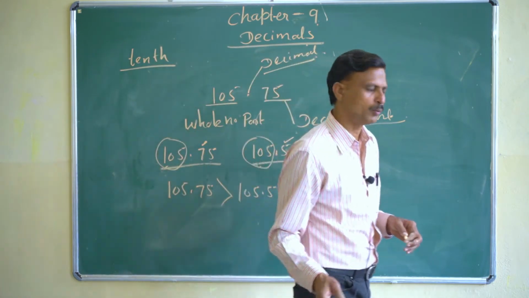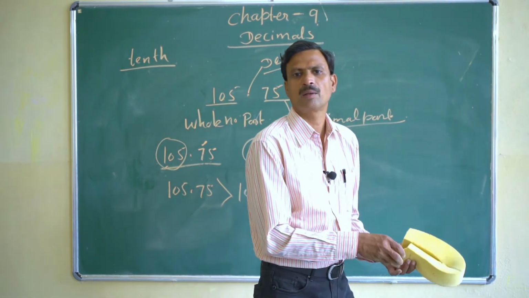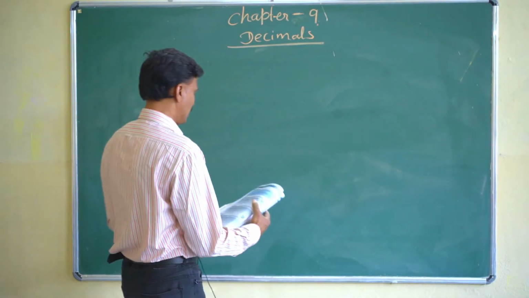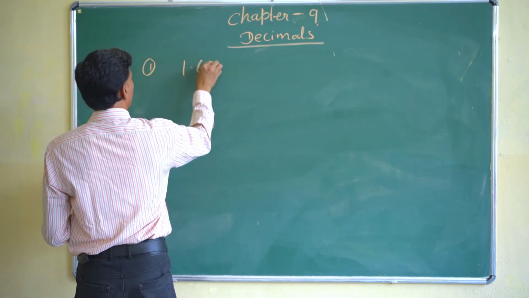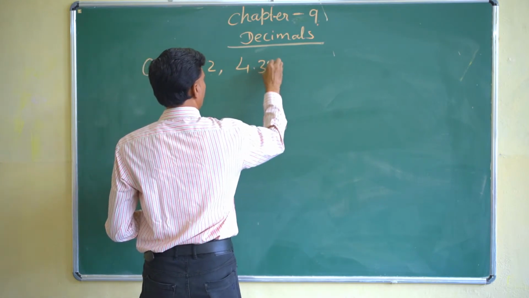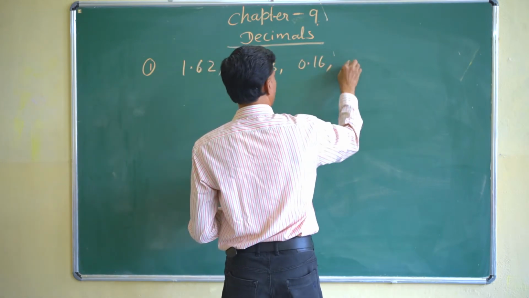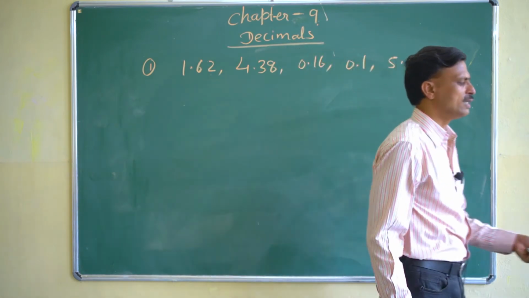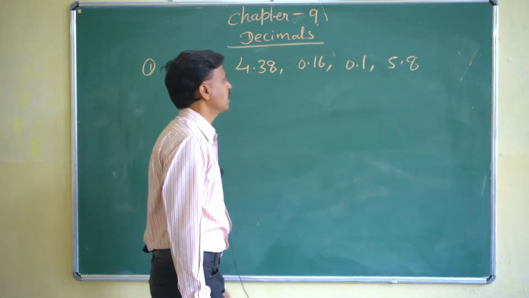I'm taking a question from your book. In that we have to arrange some decimal numbers. Arrange in ascending order. Do you know the meaning of ascending order? The meaning of ascending order is we have to arrange these numbers in increasing order. That is called ascending order.